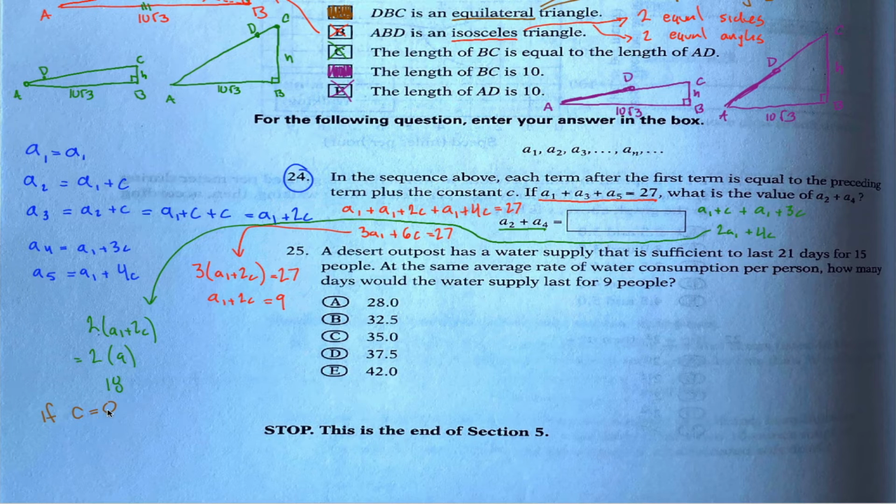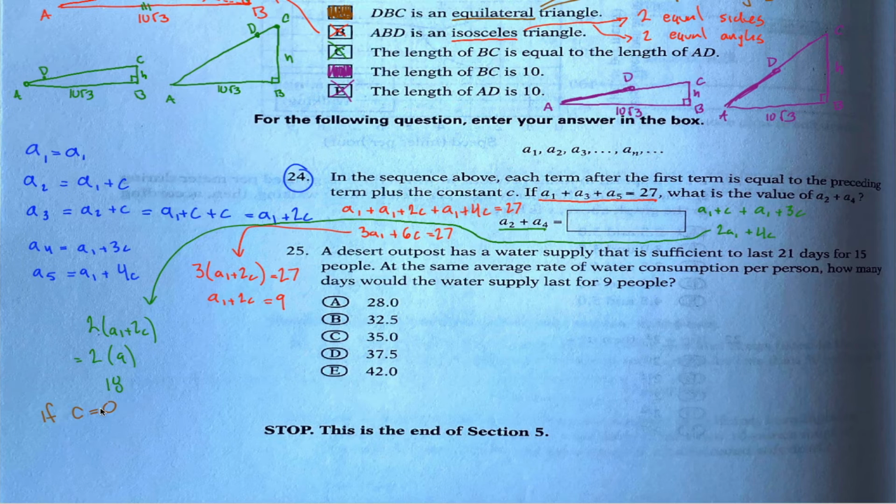If C is equal to 0, that means each term in this sequence is equal to the preceding term plus 0. In other words, every term in the sequence is the exact same number. What number would that have to be for A1 plus A3 plus A5 to be equal to 27? That number would have to be equal to 9, right? Because 9 plus 9 plus 9 equals 27.